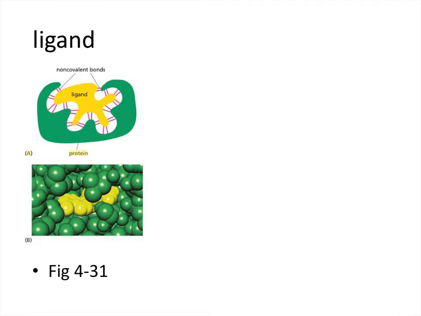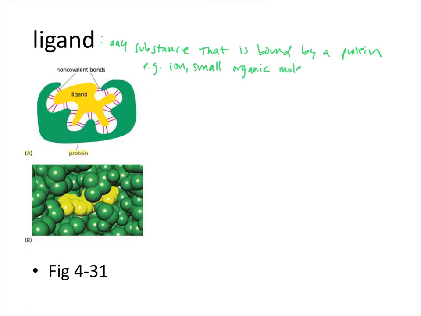So let's talk about ligands. So ligand, or ligand as they're sometimes pronounced. I prefer to pronounce it as ligand, just kind of depends on the scientist. But a ligand is any substance that is bound by a protein. And some examples of substances that could be ligands are ions, a small organic molecule, and even macromolecules.